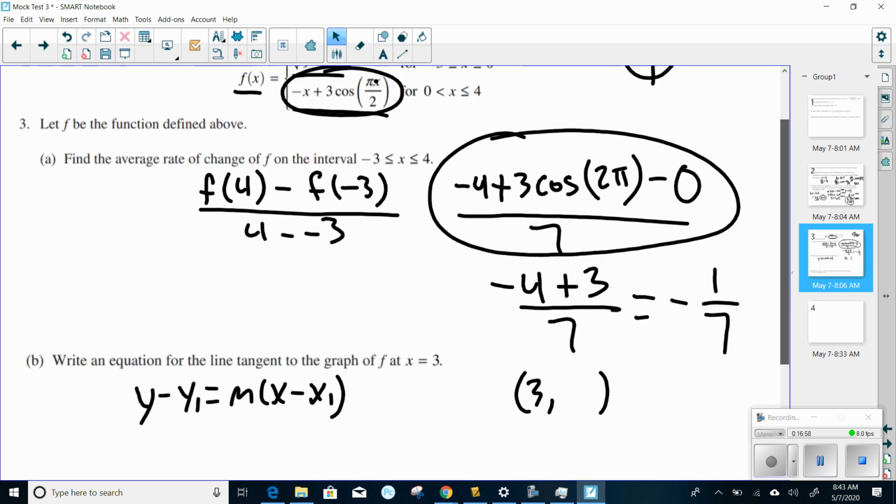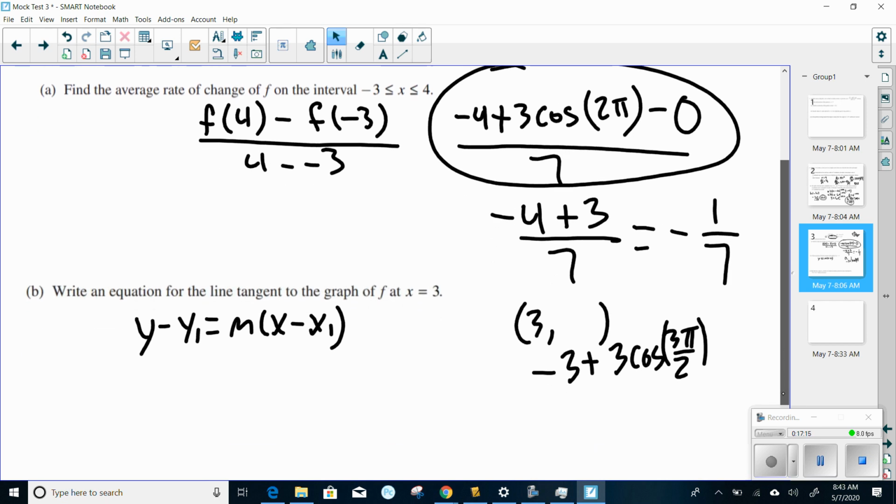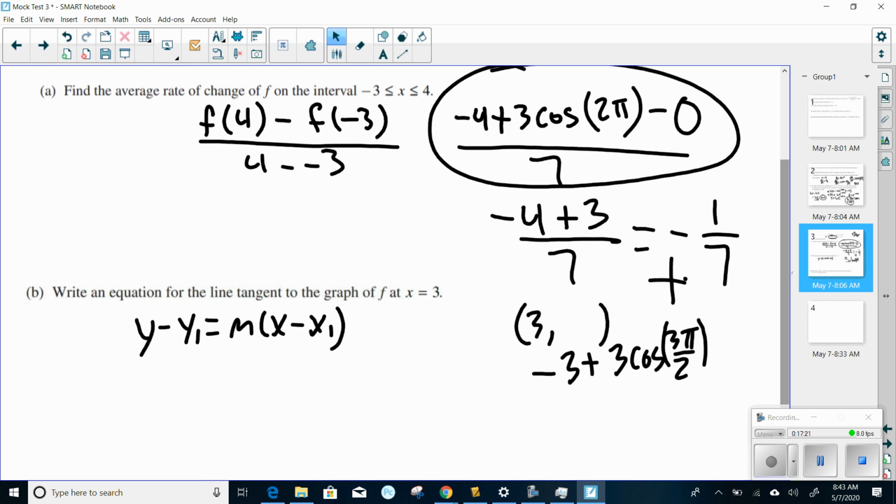So we get negative 3 plus 3 cosine of pi times 3 over 2, so 3 pi over 2. That's going to give me the y coordinate. We can simplify that a bit. Cosine of 3 pi over 2, think of a unit circle. 3 pi over 2 is right there, 1.5 pi. The cosine at that point is equal to 0. So that means that's going to work out to be negative 3. Okay, that's the first part.